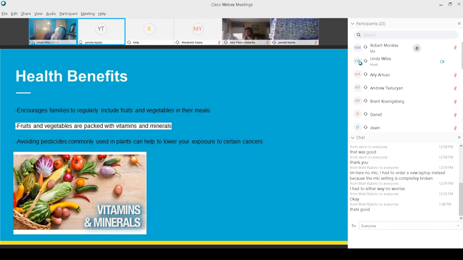Okay, go ahead. So another benefit is your health. It encourages families to regularly include fruits and vegetables in their diet. Fruits and vegetables are packed with many vitamins and minerals, and avoiding pesticides commonly used in plants can lower your exposure to certain cancers. So that's very good. Do you think, based on your experience, that a vegetarian, a vegan, is more likely to have an indoor garden than someone who's not? I would believe so, yeah. I would think so.